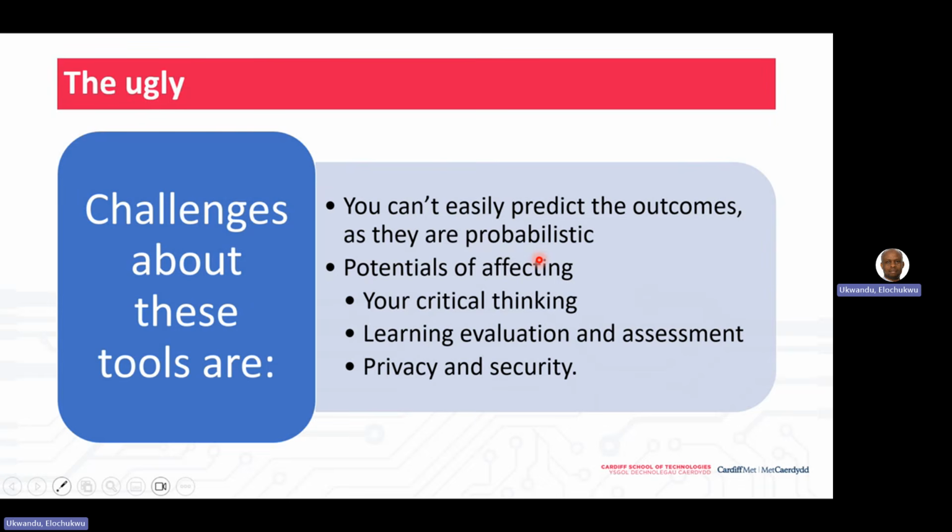Then what are the ugly ones? The challenges about these tools, I say, are, one, you can't easily predict the outcomes as they are probabilistic. Two, it has the potential of affecting your critical thinking ability, your ability to learn, evaluate, and be assessed. And then you also talk about privacy and security. When I talk about the issue of a honeypot, I'll come to that later on, how the use of these tools affects your privacy and security.